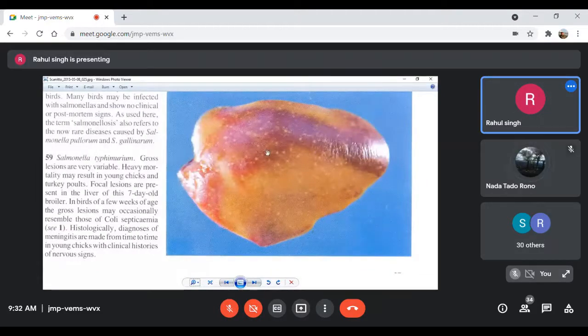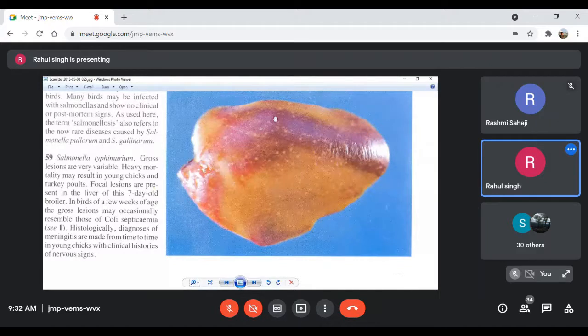This is the Salmonella affected liver. You can see this is heavily congested and hemorrhagic part. This is one lobe of liver they have cut. This is pale necrotic area, and you can see it has a spotted, mottled appearance, mottling of liver. You can see it is mottled appearance, and these are the necrotic foci.